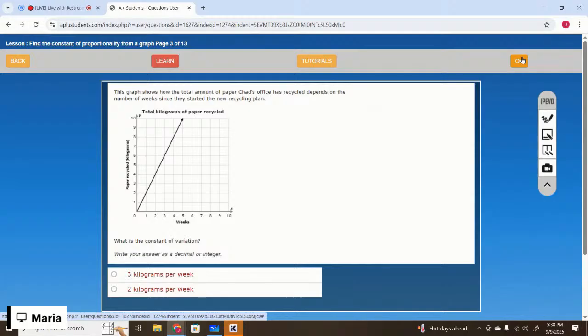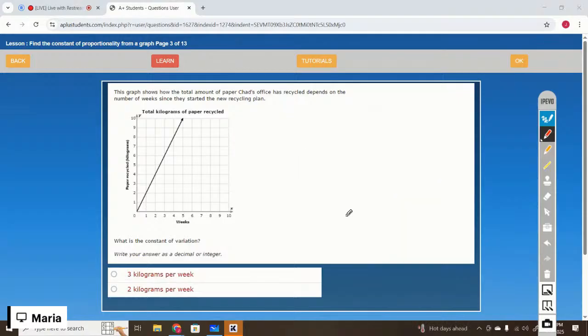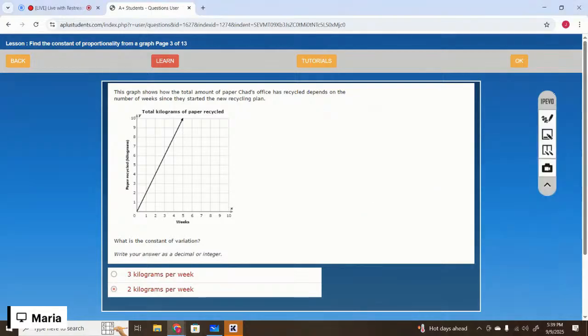This graph shows how the total amount of paper Chad's office has recycled depends on the number of weeks since they started the new recycling plan. What is the constant of variation? So just select any 2 points on the graph and then we can calculate the slope. That is 0, 0 and 2, 4, right? So that would be change in y divided by change in x. So 4 over 2, the correct option is 2. Option number 2 is the correct option. That is 2 kilograms per week.